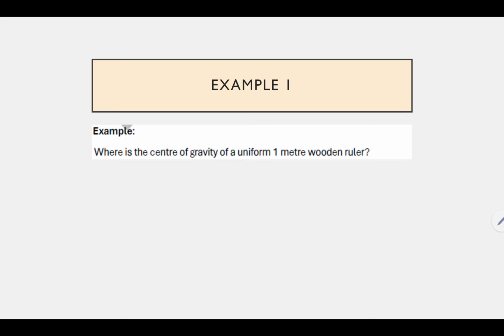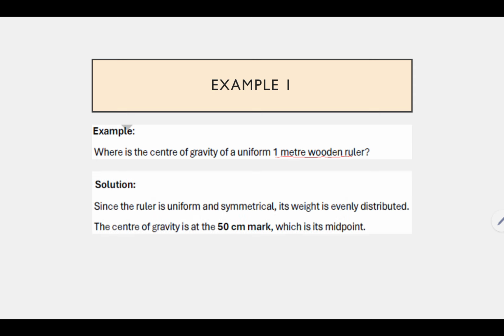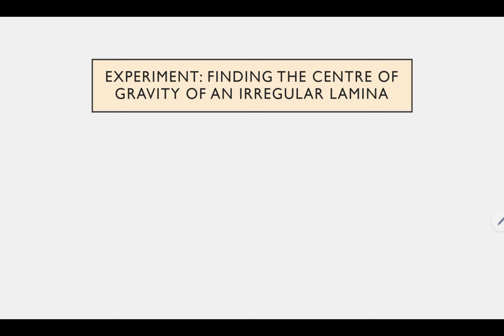Now, where is the center of gravity of a uniform 1 meter wooden rule? This is a regular object. Like we said, it's right in the middle, so it's going to be exactly at the 50 centimeter mark, which is the midpoint. So how do we find the center of gravity for an irregular object?